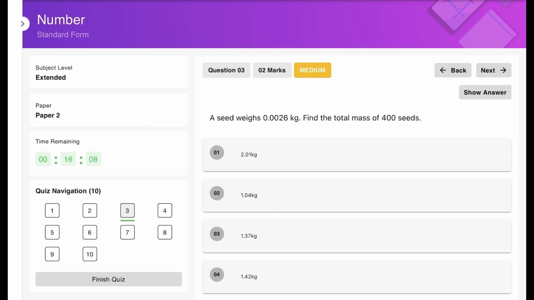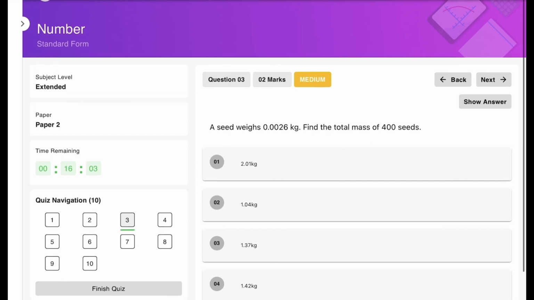Okay, and the next one is a seed weighs 2.6 kilograms. So I can convert this into standard form to make this question easier. So this is going to be 2.6, and when you're going in the negative direction, basically it is 10 to the power of, in the negative side, right? So 1, 2, 3, you're going negative 3 here. And then we have to multiply by 400, because we want to find the weight of 400 seeds.